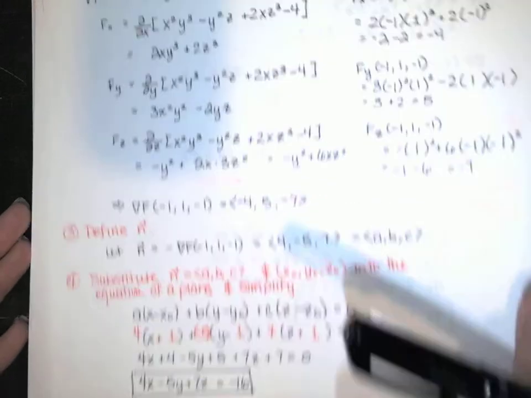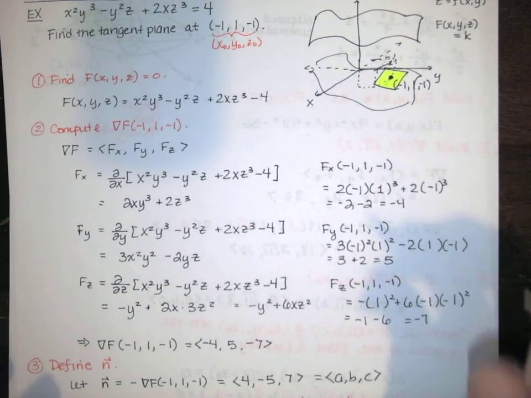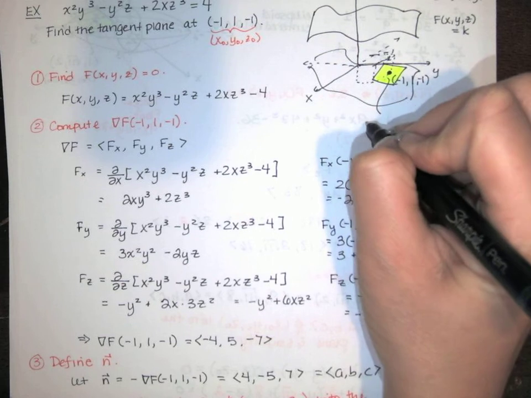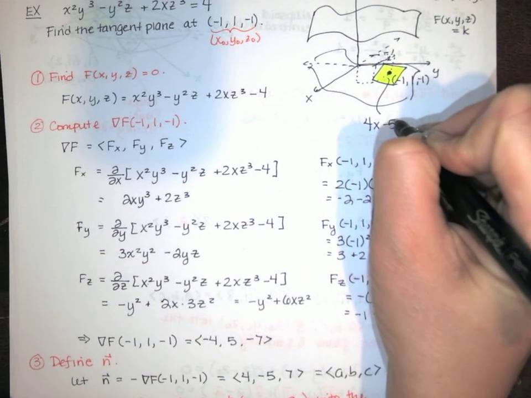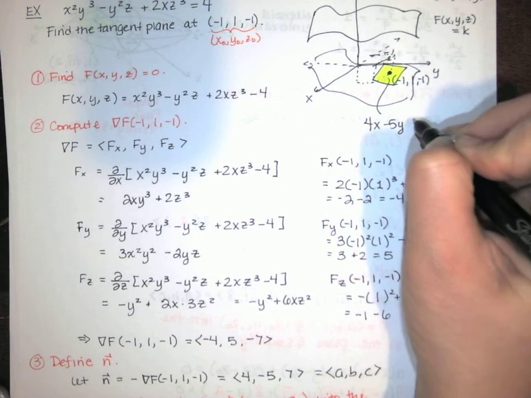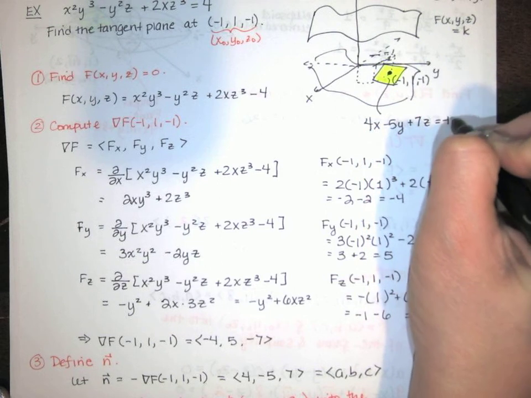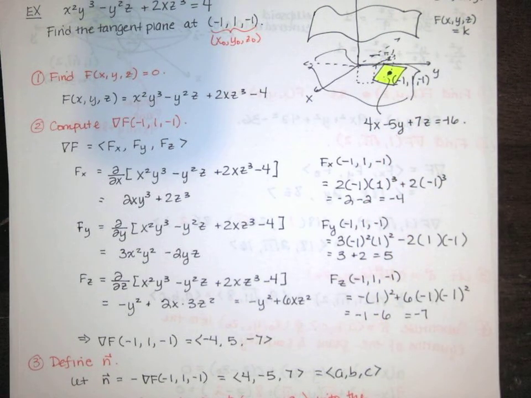So with my cartoon surface over here, which is so horrible looking, and I'm so sorry, I wish I actually knew what this thing looked like. My tangent plane is 4x minus 5y plus 7z equals -16. And we're done with that.